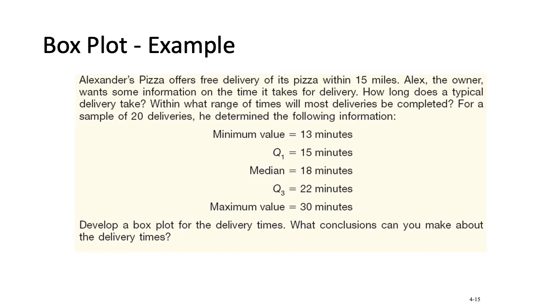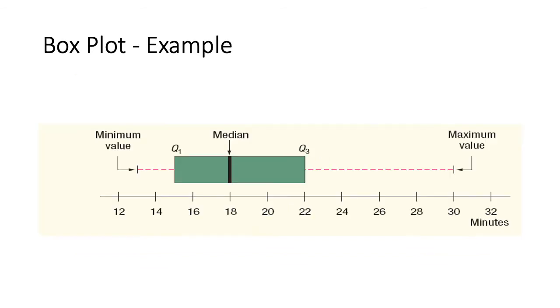The minimum value was 13 minutes. Quartile 1 was 15 minutes. The median was 18. Q3 was 22, and the maximum was 30. If we were to develop a box plot with this material, assuming that there were no outliers, here is the box plot we would see. Notice that the whiskers, or the endpoints of the box plot in this case, are the minimum and maximum value in the data set. The box itself is constrained by Q1 and Q3. And of course, we have to mark the median of our data set as well.